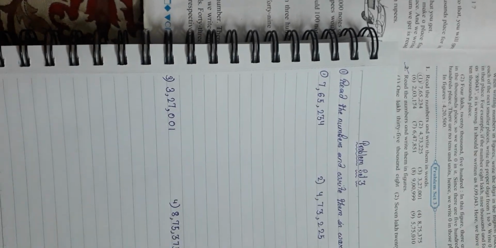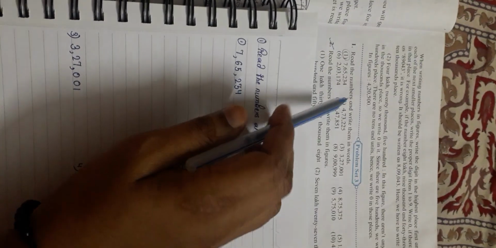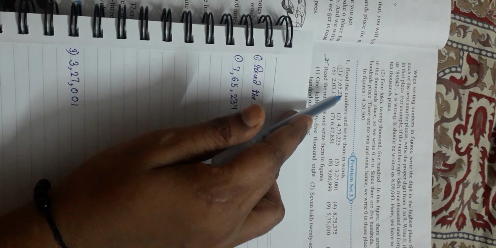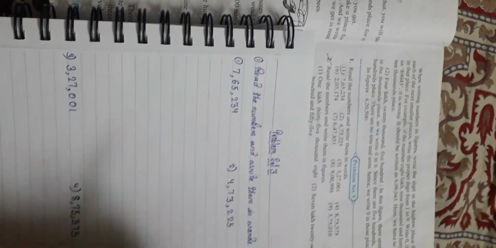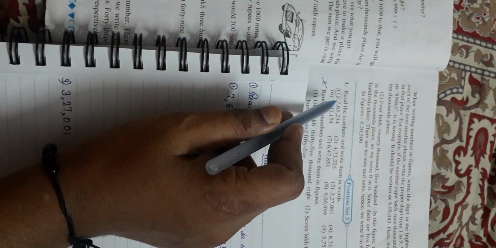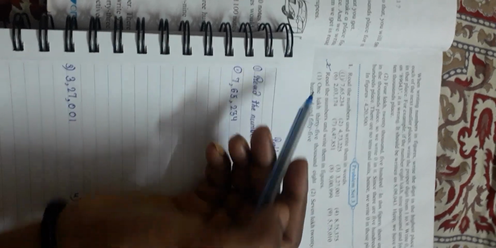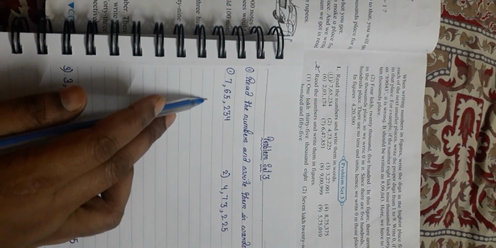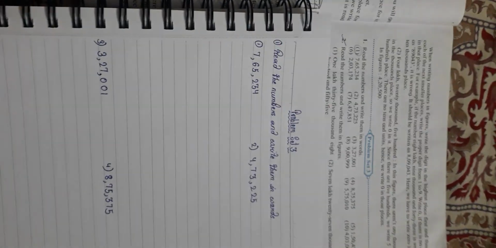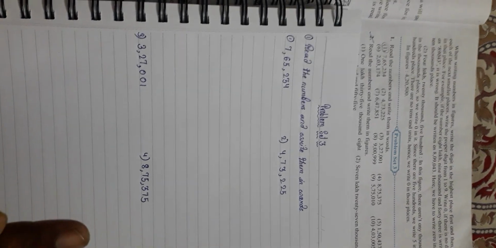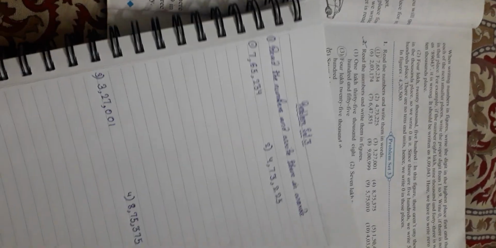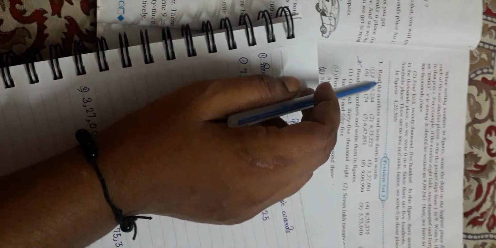The first question says: read the numbers and write them in words. Simple. Here numbers are written, which means you have to write these in words. For understanding, we will solve these 4 questions. You have to write these questions and answers in your notebook. First of all, the first question is there.